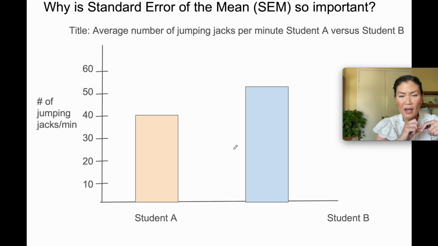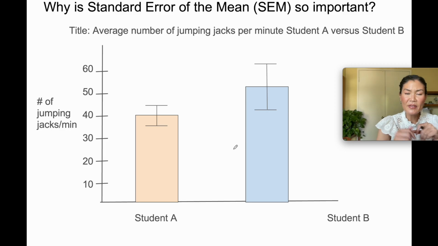than student A. What's missing from this graph is the standard error of the mean bars, okay? So if I add that in there, then that tells me a little bit more information about how these two students compare, right? So again, the top of these bars is the average. It's the average. But what is the standard error of the mean? It kind of gives us a better idea of the spread of the data, okay, the spread of the data, the variation.